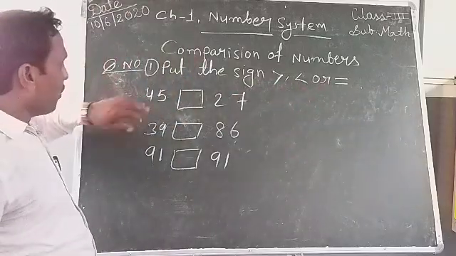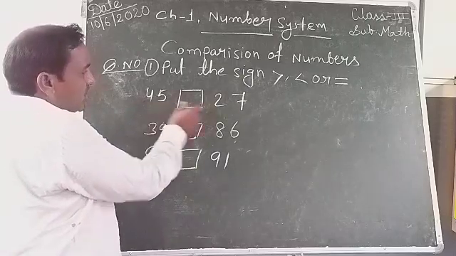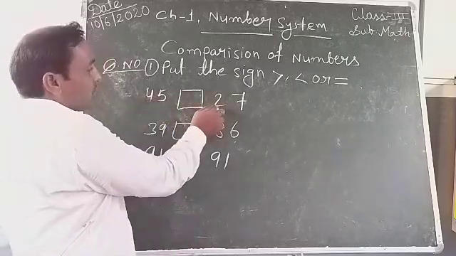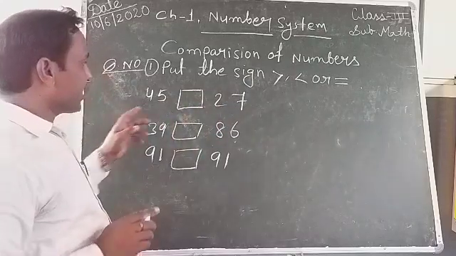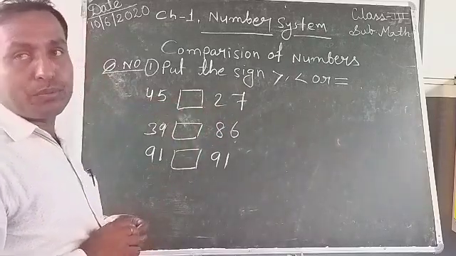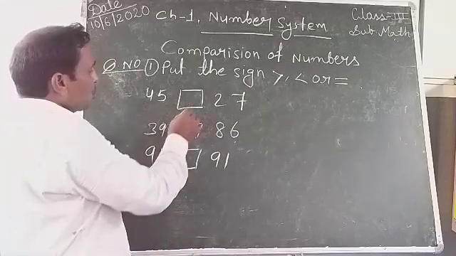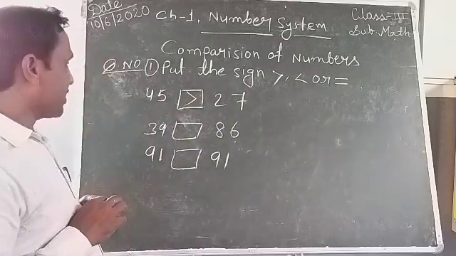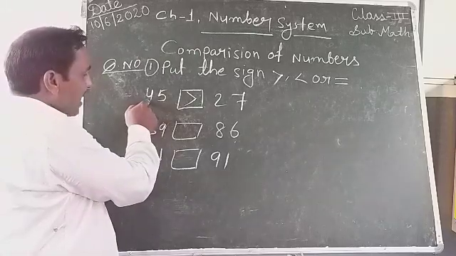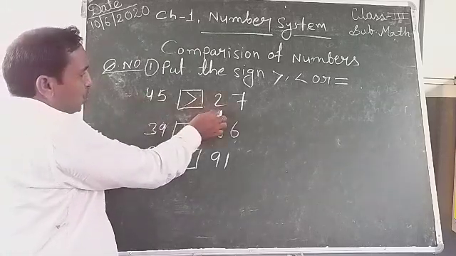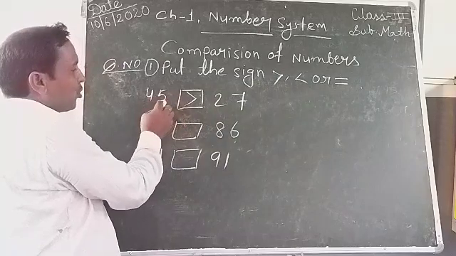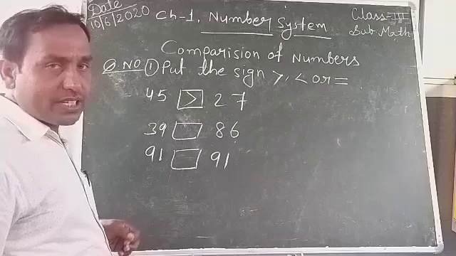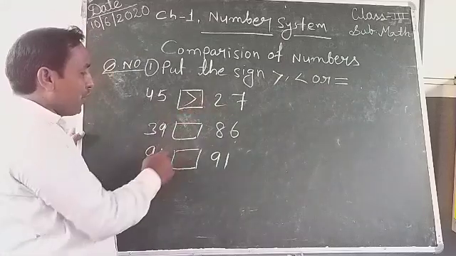It means 45 and 27 are both 2-digit numbers. But when you do comparison, on the left side see here is 4, here is 2. It means 45 is greater than 27. So you put the sign this way. Because its left side number 4 is greater than 2. So you don't see the next number, because the first number is greater than the opposite side's number, then it is greater. So 45 is greater than 27.